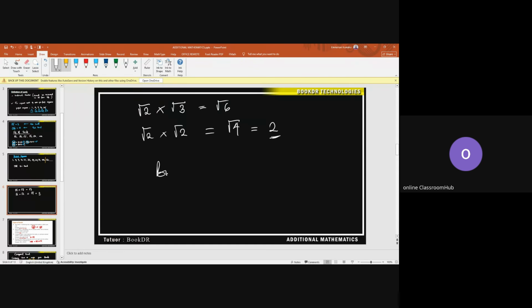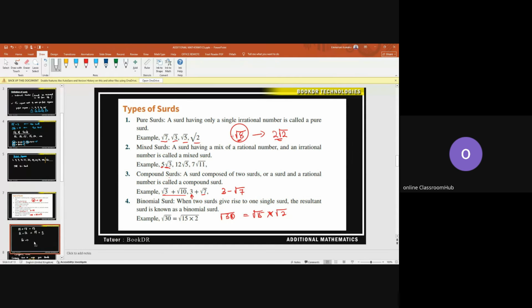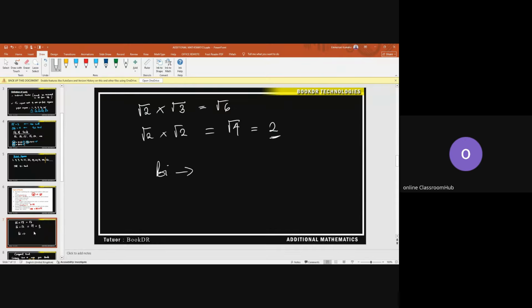Bi means what? The prefix bi in mathematics, who can tell me the meaning? Double. Two. Double or two? Sir, please, it means two. Two, correct. So when two sets give rise to a single set, then we have a binomial set. So that is that for binomial sets.